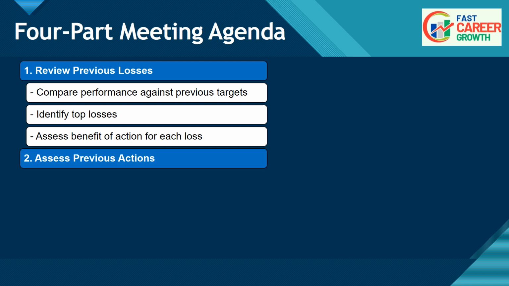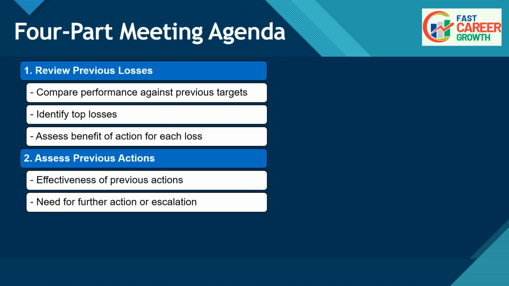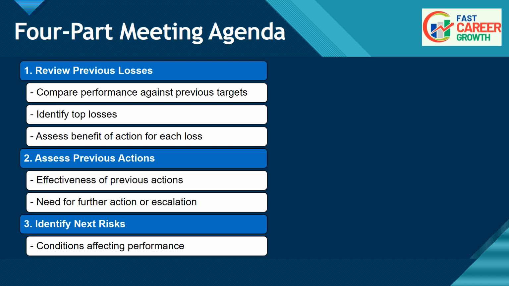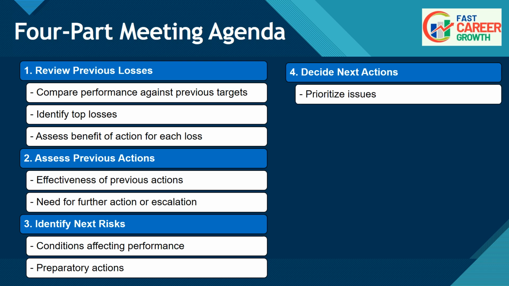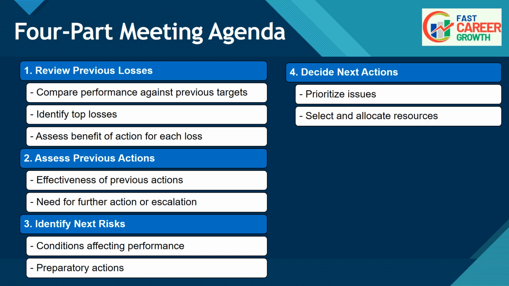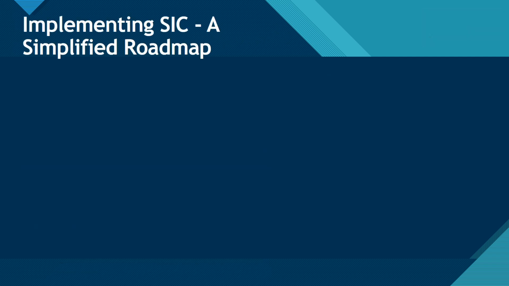2. Assess previous actions. Effectiveness of previous actions. Need for further action or escalation. 3. Identify next risks. Conditions affecting performance. Preparatory actions. 4. Decide next actions. Prioritize issues. Select and allocate resources. Set performance target.